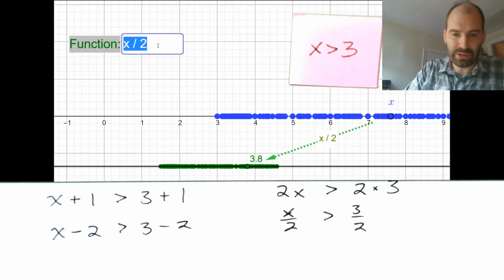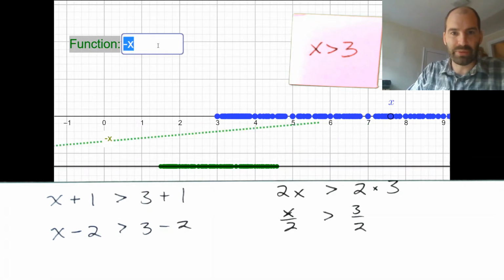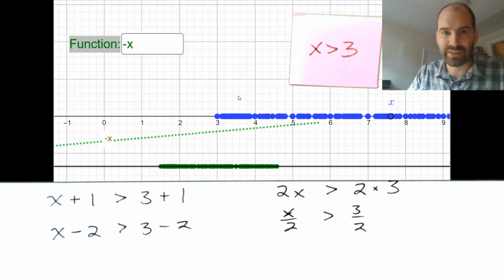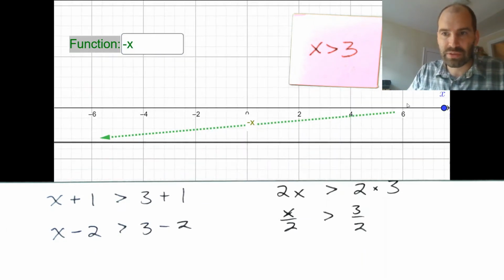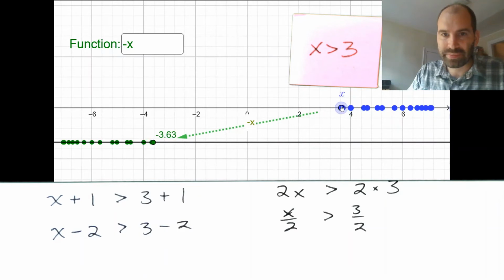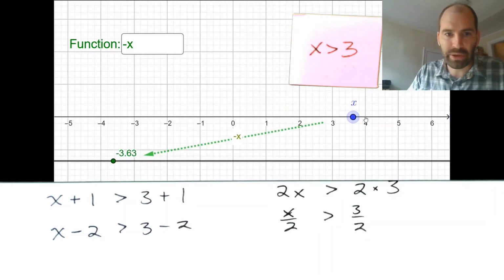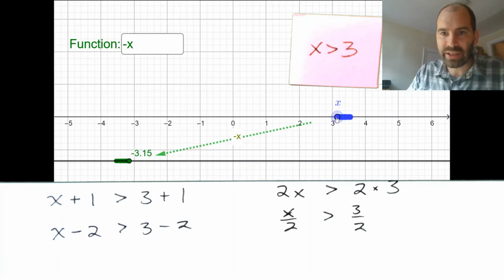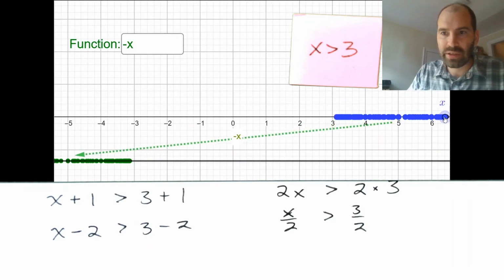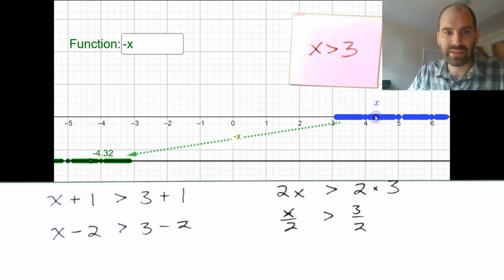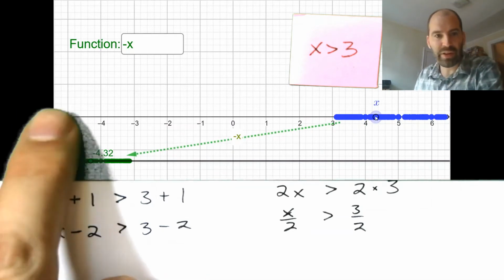Okay, so let me do negative 2 times x. Let's do negative 1 times x. Let's keep it super simple. That'll just make negative x. Okay, I'm going to move x back here. I'm going to zoom out a little bit. Okay, so x is greater than 3. What's that look like? That's all these x's over here. Now look what happens to negative x. It's way over here on the left.